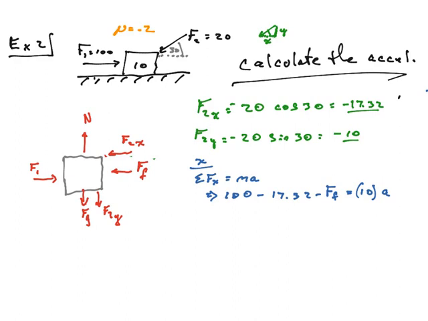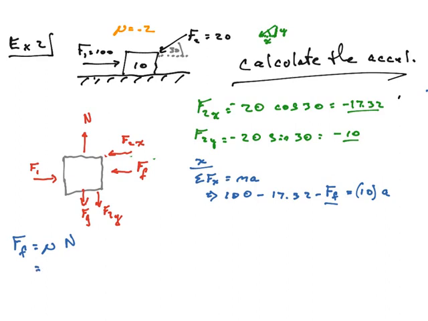And now, of course, I'd love to solve for a, but frictional force is unknown to me. I don't know what this number is, and I can't solve two unknowns in a single equation. So what I'm going to have to do is come over here and try to figure out what's frictional force. So let's see, frictional force I know is mu times the normal force.